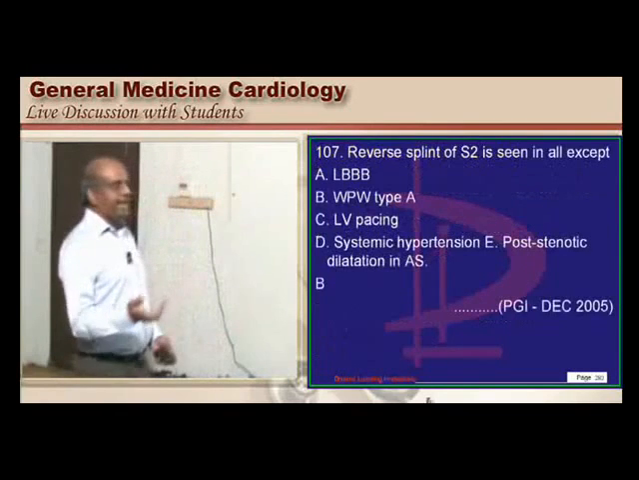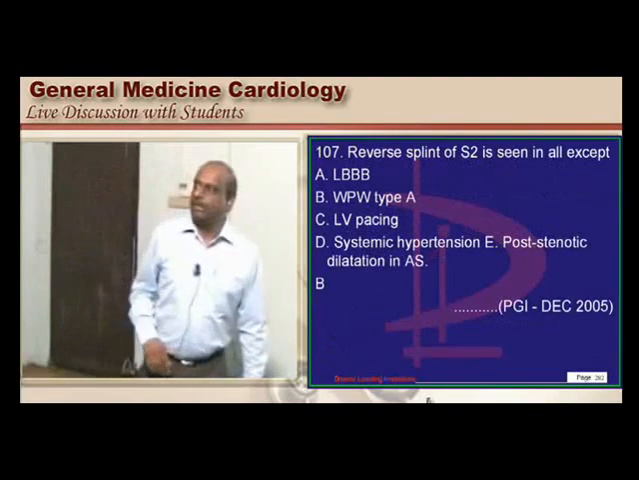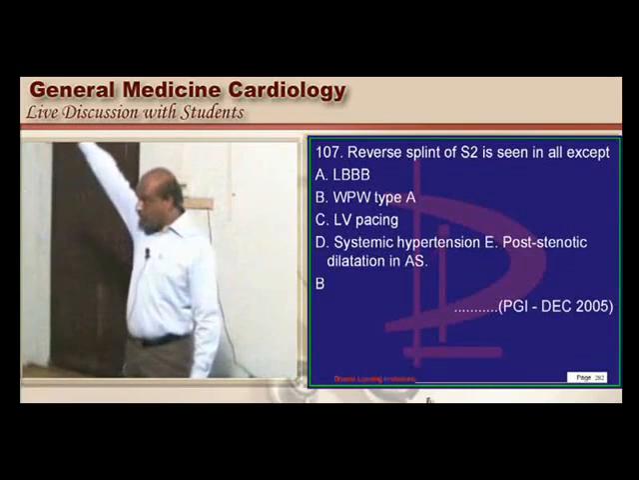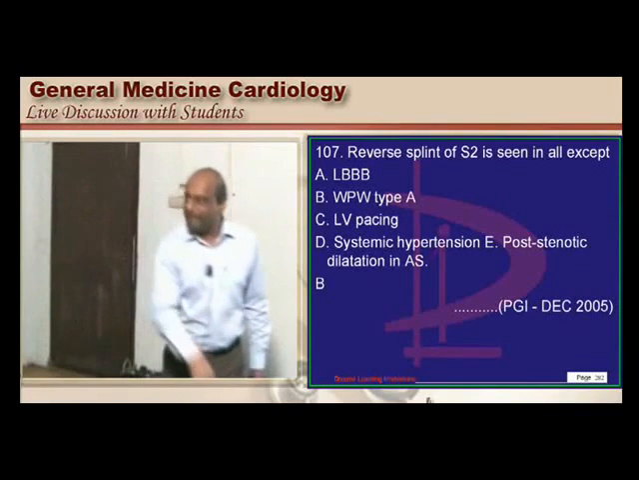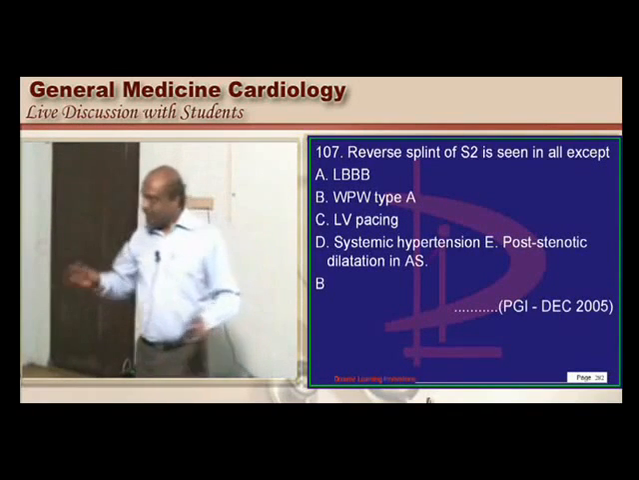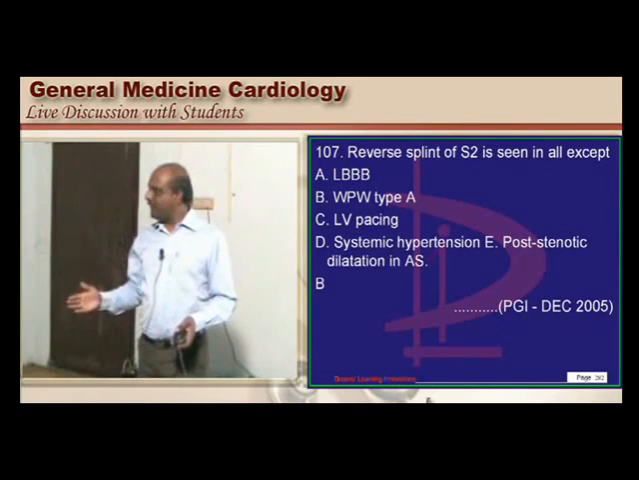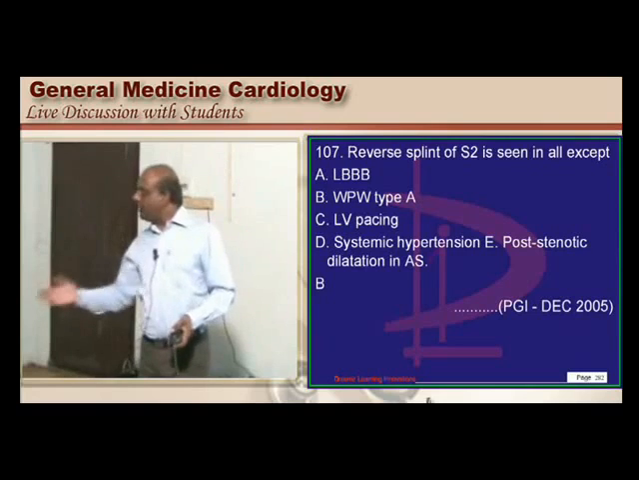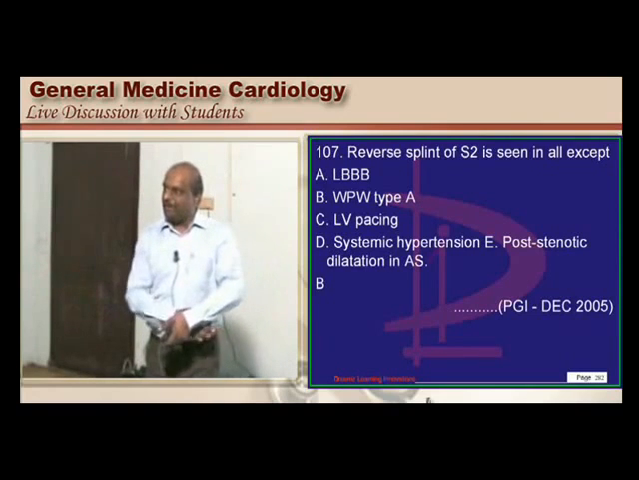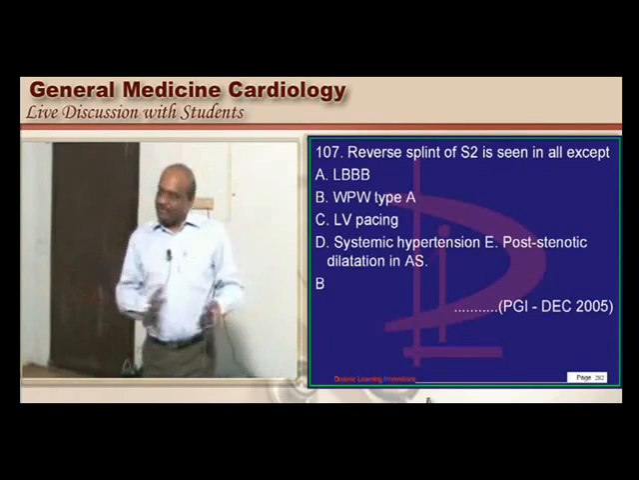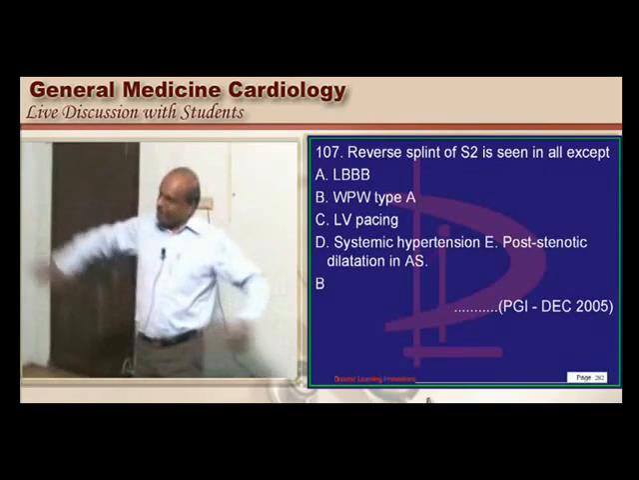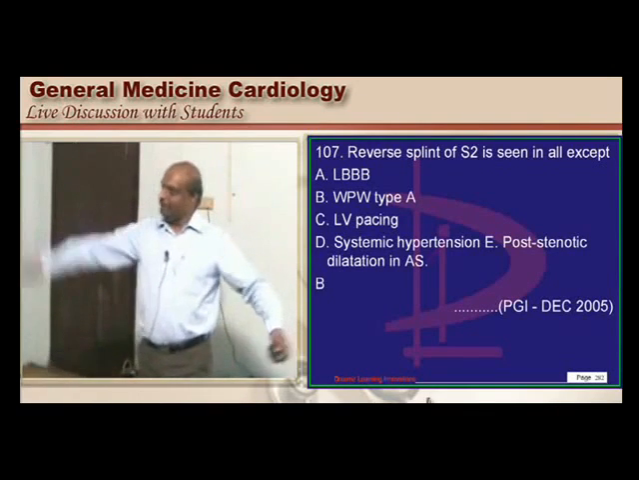Now reverse splitting of S2, when will it happen? If aortic A2 gets too delayed or P2 gets too early, then that leads to reverse splitting. A2 comes first, P2 comes next. So if the A2 gets too delayed or P2 comes too early, reverse splitting. When will it become widened splitting? If the A2 is early and P2 is delayed, widened splitting. Okay?